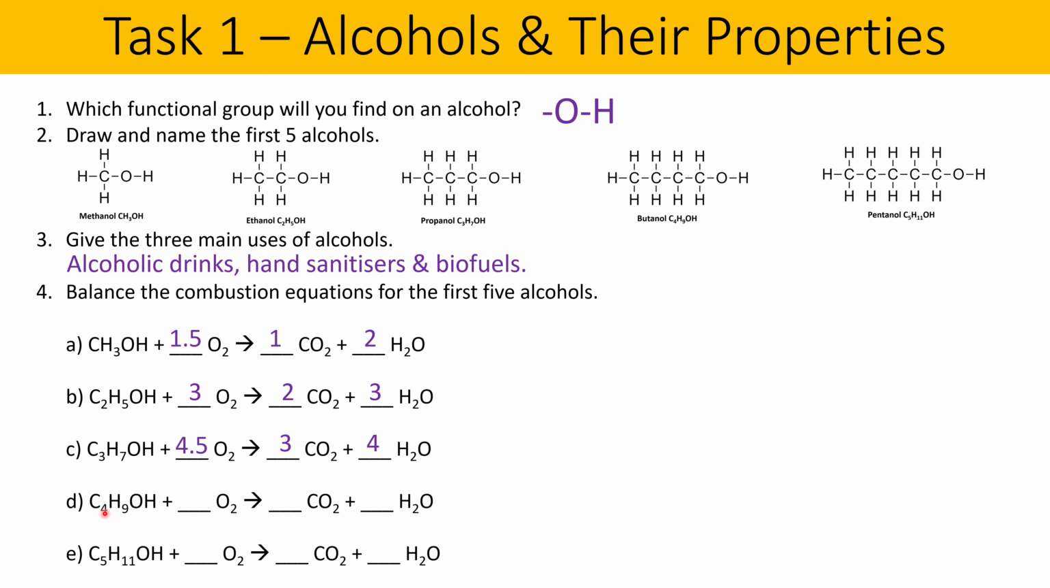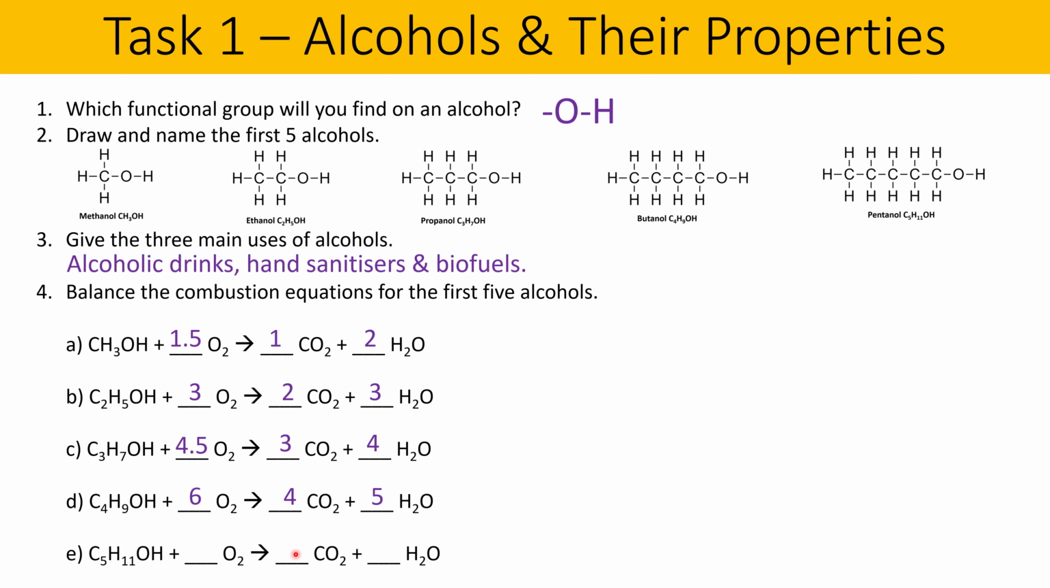4 carbons in the fuel, 4 carbon dioxides. 10 hydrogens in total, 5 waters. 4 times 2 gives me 8 oxygens here, plus the 5 gives me 13. 13 minus 1 is 12. Half of 12 is 6.